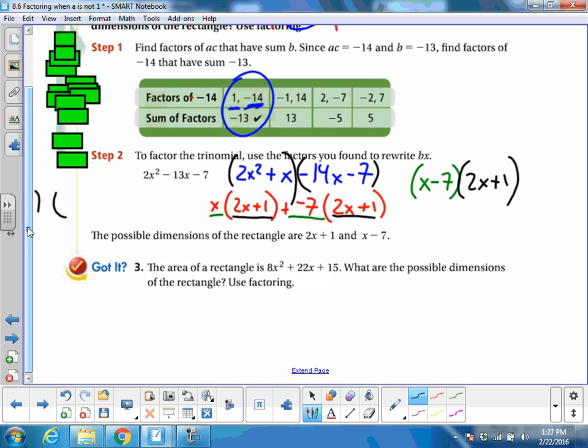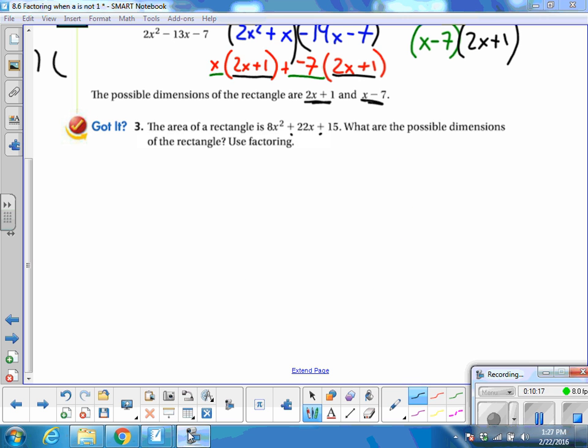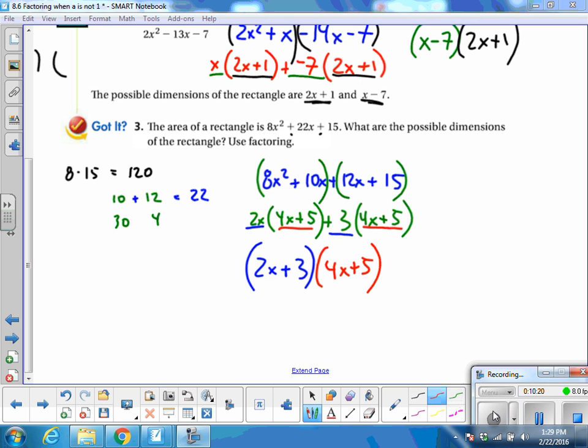Is it possible for the dimension of the rectangle to be this or this? All right, why don't you go ahead, the got it section, press pause, and you give it a try. 8x squared plus 22x plus 15. Both yours are positive. Lucky. All right, press pause and give it a try. All right, I found it to be 2x plus 3 and 4x plus 5 are the two possible dimensions of this rectangle.